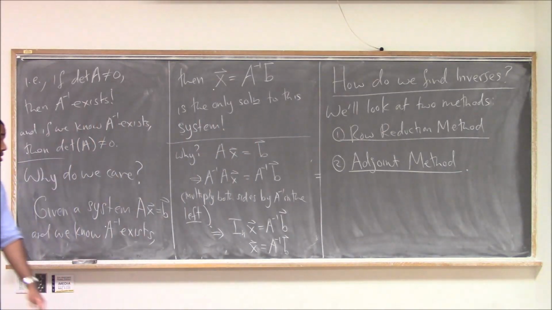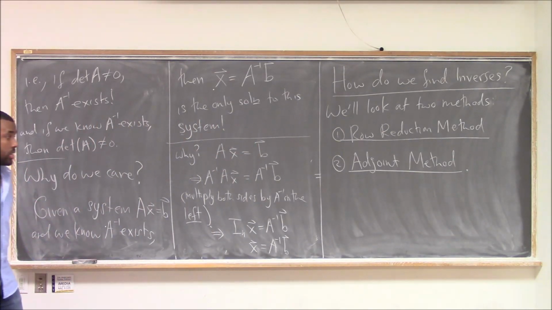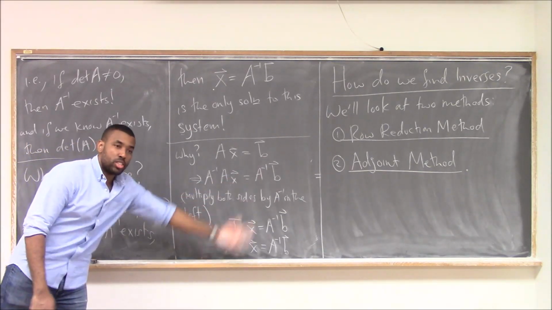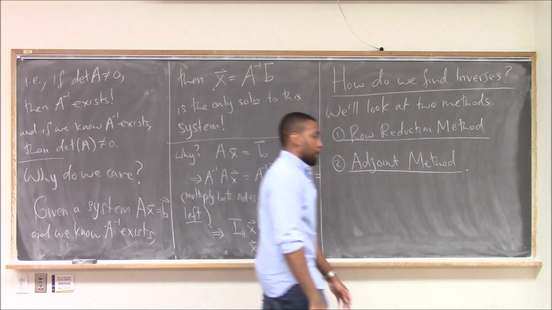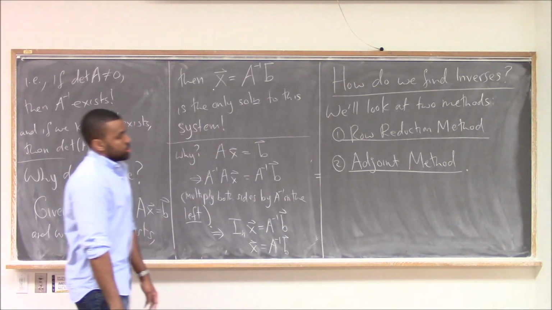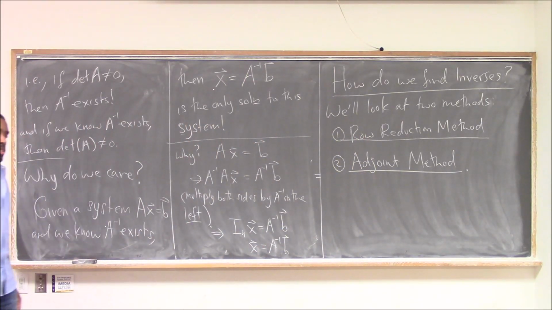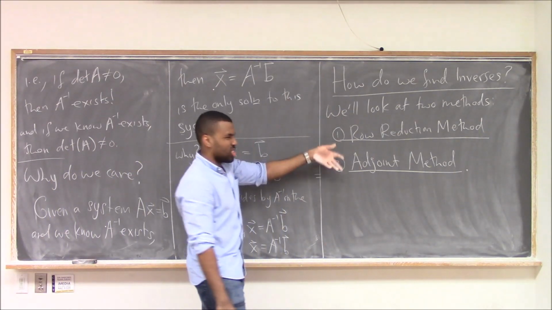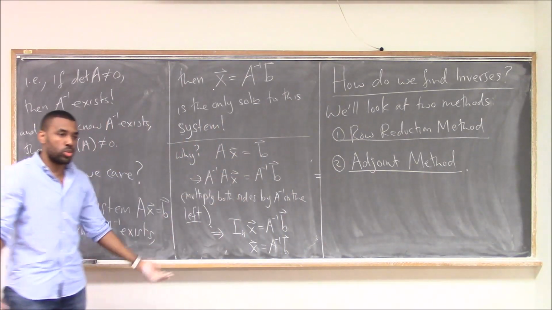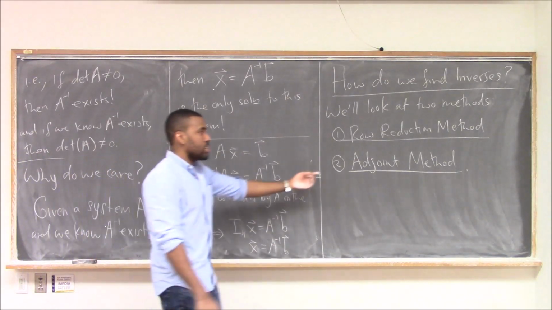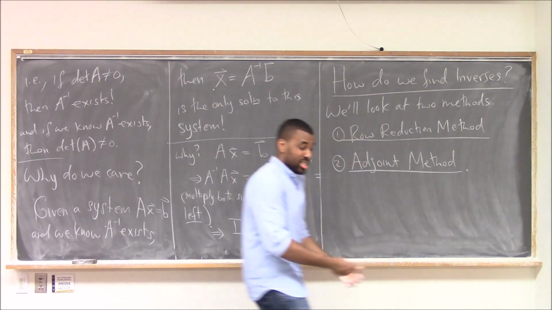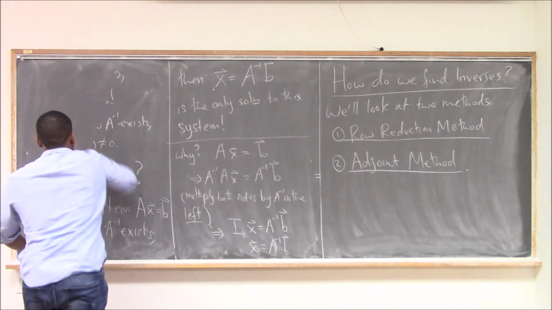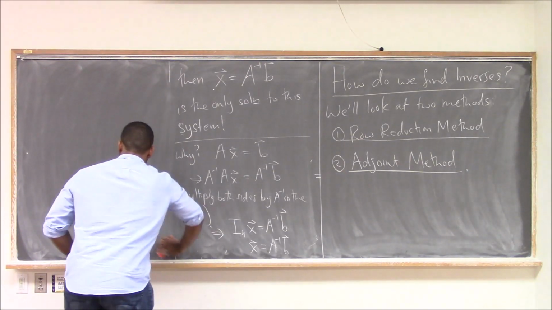So if you have a square matrix and its inverse exists, it's a very useful thing. In particular, it helps us to solve systems just using a matrix multiplication. So finding the inverse is going to be something that's important, especially for this class. And how do you find it? There are two main methods. One is using row reduction, which we already know how to do. And the second is using the adjoint method, which I'm going to tell you about how we do that. So let me describe each method.